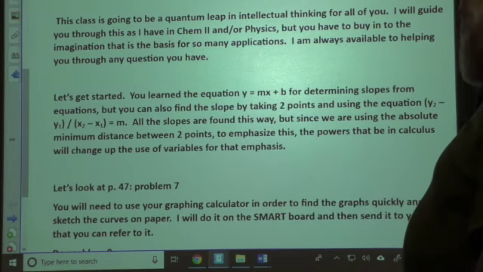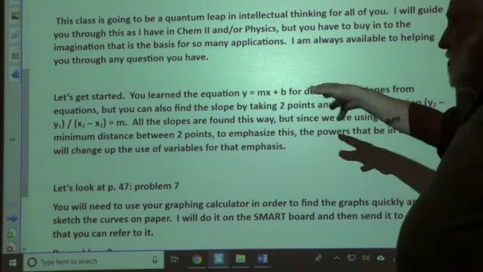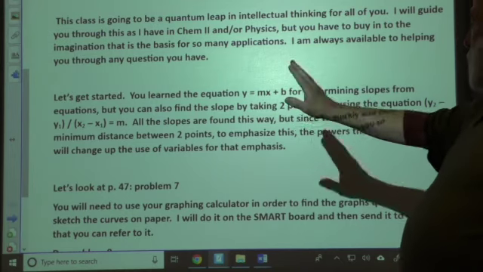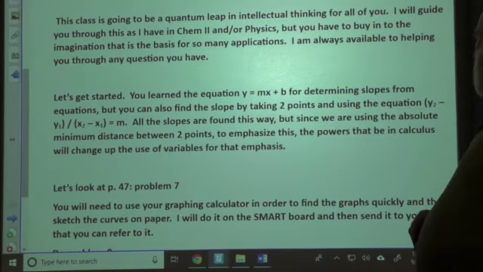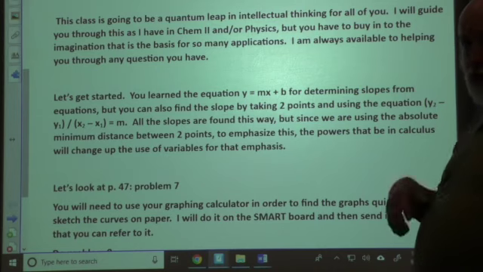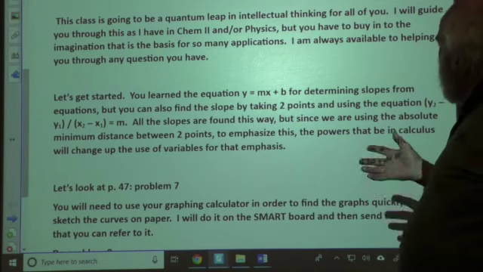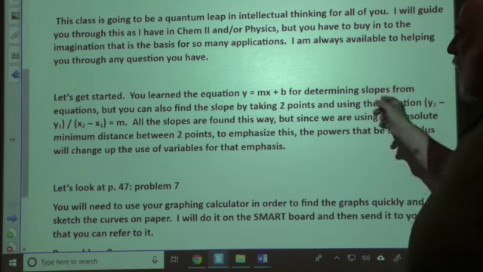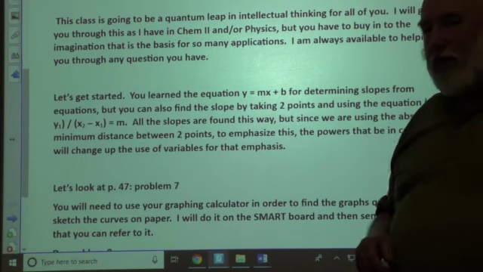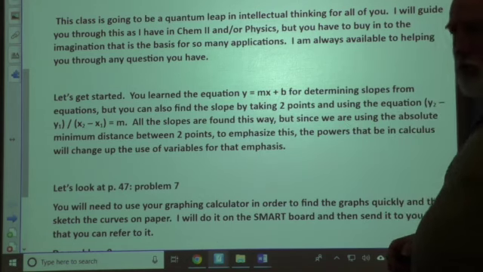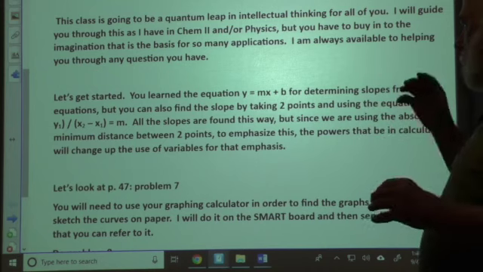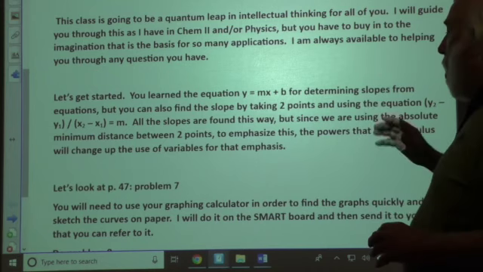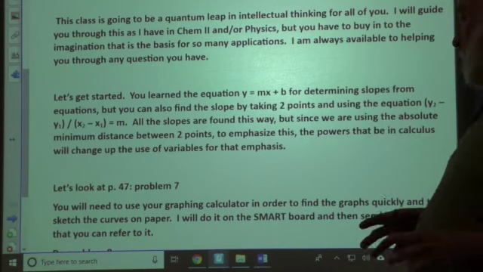It's that simple. So let's get started. As I said, you learn the equation y equals mx plus b for determining slopes from equations. But you can also find the slope, as you well know, by taking 2 points using the equation (y2 minus y1) over (x2 minus x1) equals m. So subtract the y's, subtract the x's in the same direction, divide them out, you get your slope. All slopes are found this way.